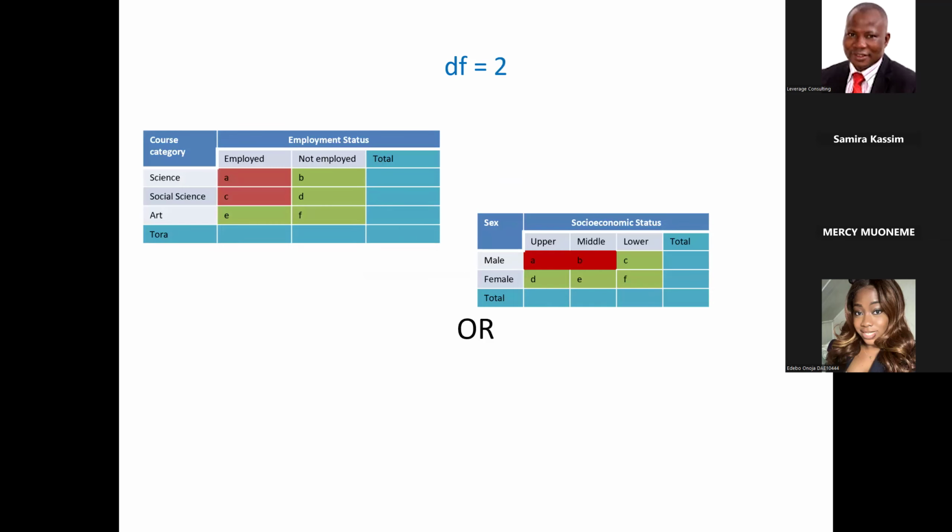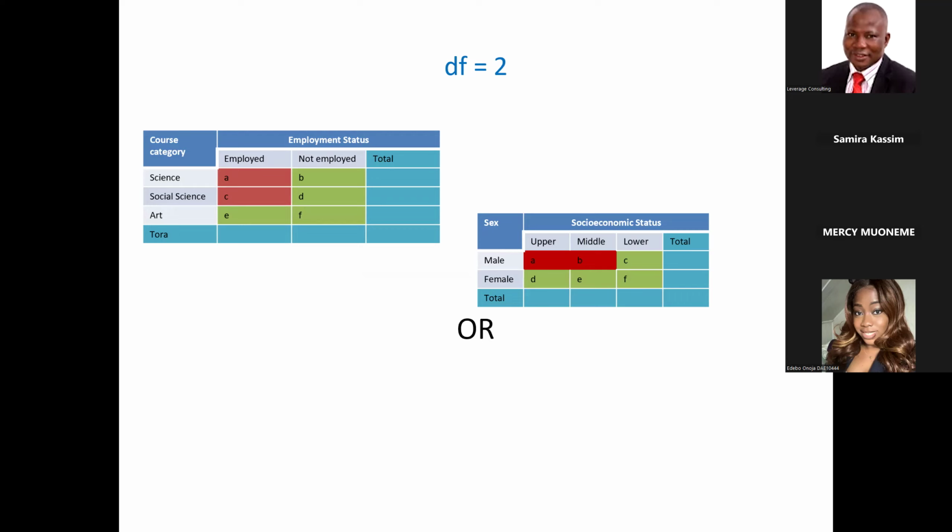When you are dealing with a 2 by 3 table, you have 6 cells, and the degree of freedom is 2. You can see it occurs in 2 ways: you may have 3 columns and 2 rows, or this other one, 2 rows and 3 columns, whichever way. Because if we vary A, given the totals, you can see you vary another one. You can only vary 2.